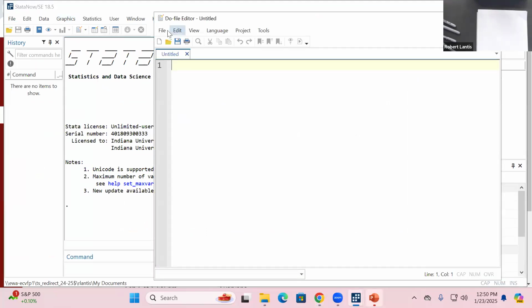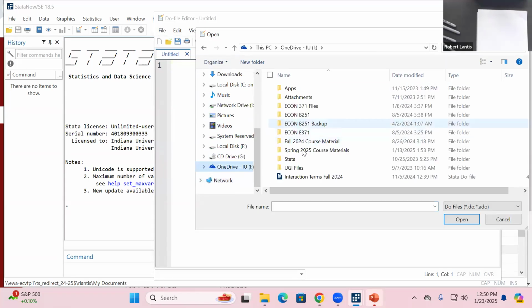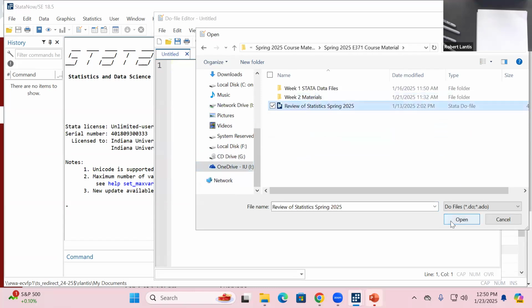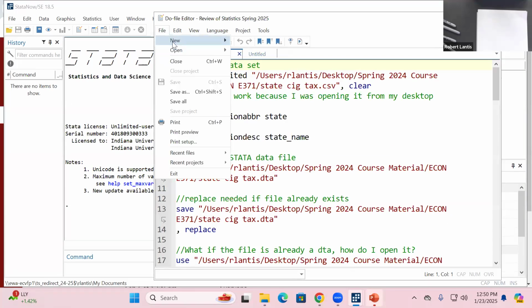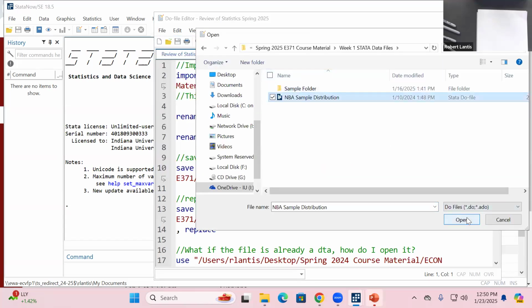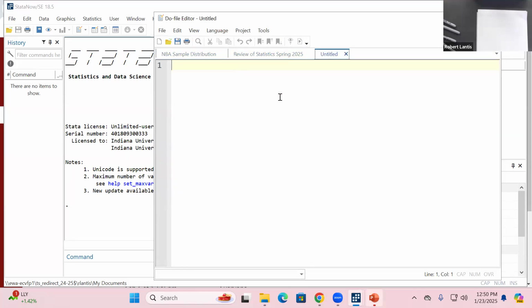Now, usually in class, like today, I'm going to go to my iDrive, and we're going to use this review of statistics. We're also going to use, I had this up under week 1, we didn't quite get there, this MBA sample distribution. So we're going to use these two files so that you basically start from a blank slate. I'm not giving you any code for these assignments. You are having to look at what we've done in class, look at the do files we use in class.